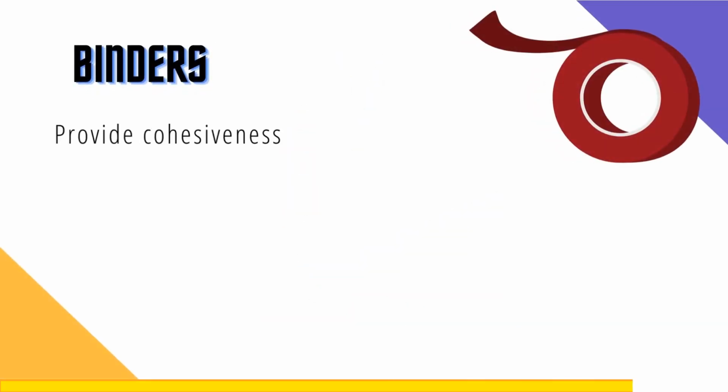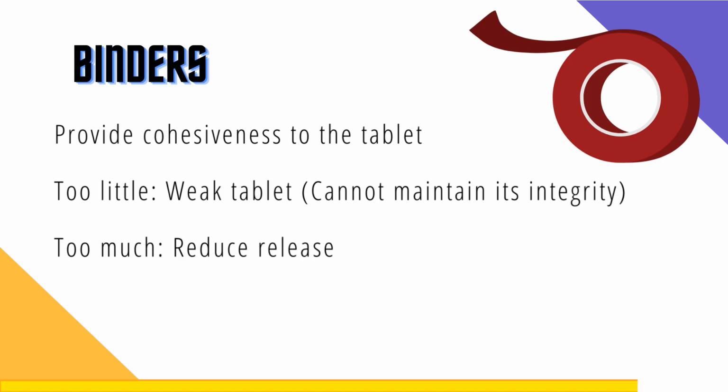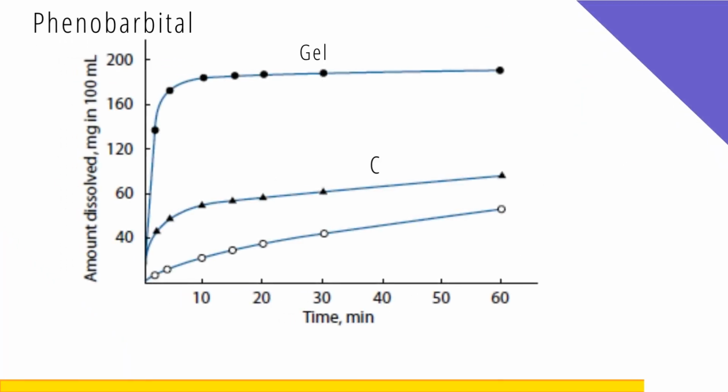Binders provide cohesiveness to the tablet. When you add too little of it, it can form a weak tablet that cannot maintain its integrity, so it can easily be crushed during the transportation process. If you add too much of the binders, it's too strong a tablet, in a way that it reduces the release and the dissolution rate. So examples of binders include microcrystalline cellulose, starch, and lactose.